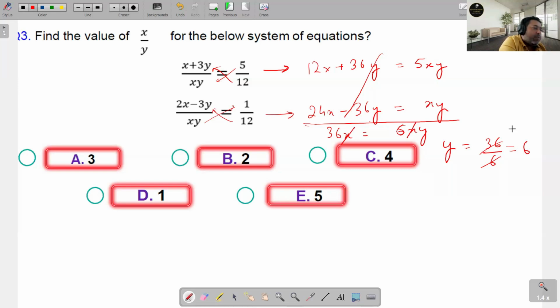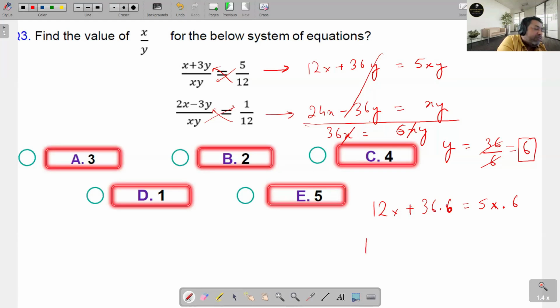Now we'll try and plug in the value in one of these equations to find the value of x as well. So we see if we plug this value of 6 in the first equation, we'll get 12x plus 36 times 6 is equal to 5x multiplied by 6. All right, so let me put the multiplication sign as a dot here so that you don't get confused. 36 dot y. So the y's value we have already found out, 36 times 6.